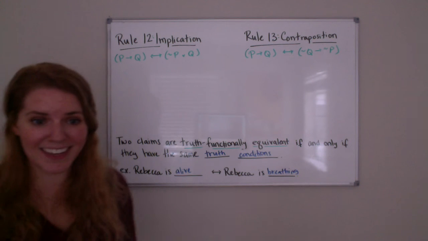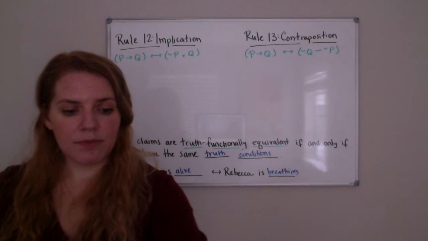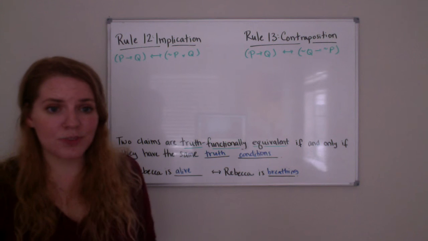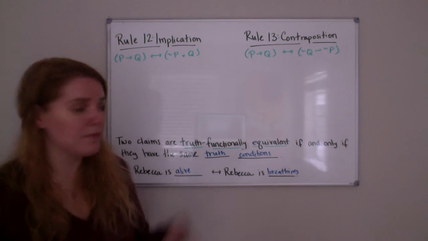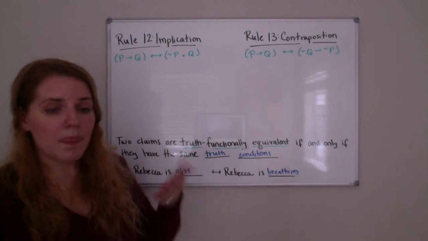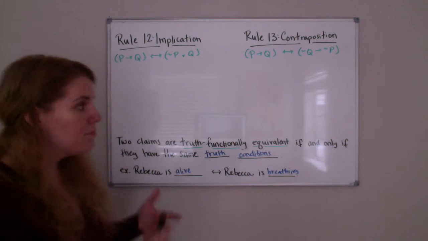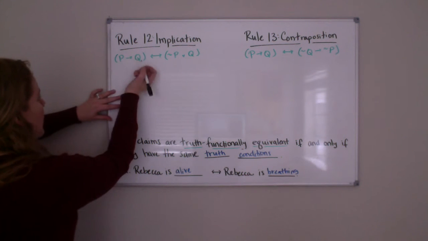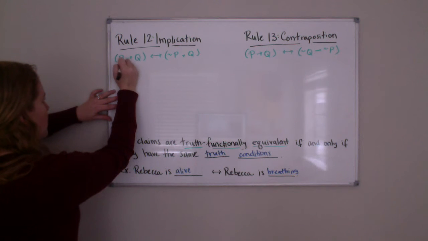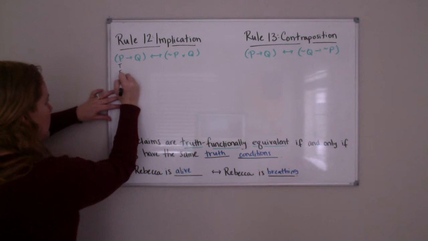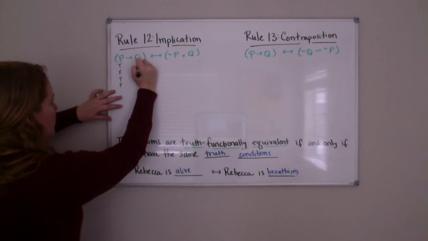In order to understand why the claim if P then Q is truth functionally equivalent to the claim not P or Q, let's get their truth tables up on the board. So the truth table for a conditional claim, we should all know this very well by now, is true.